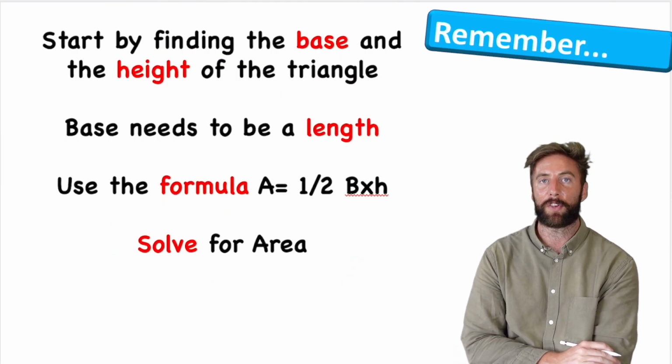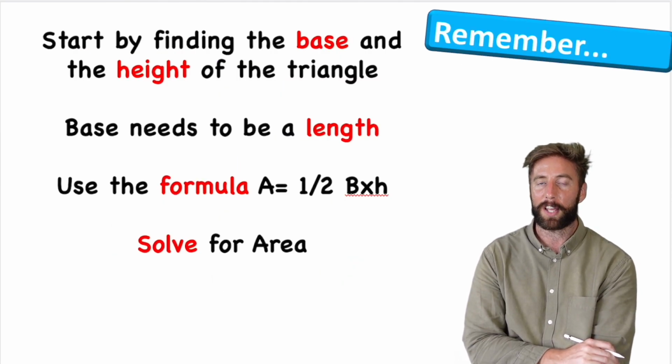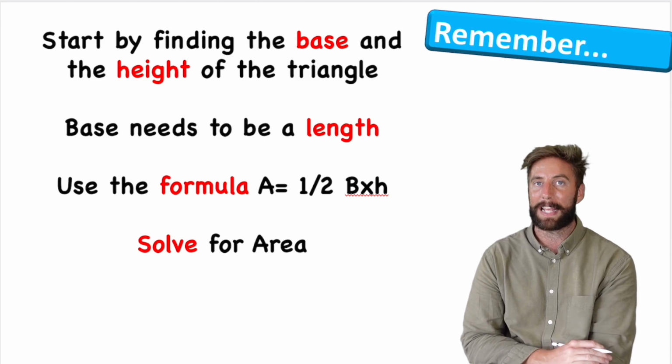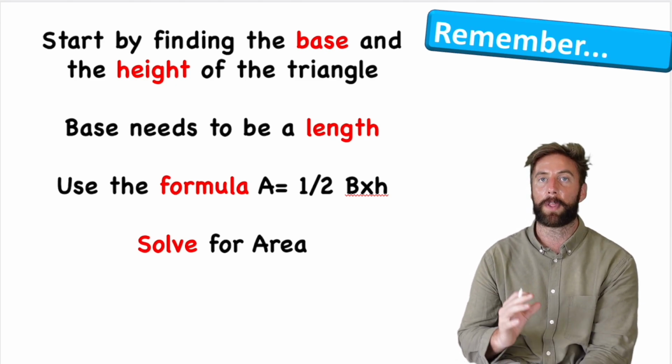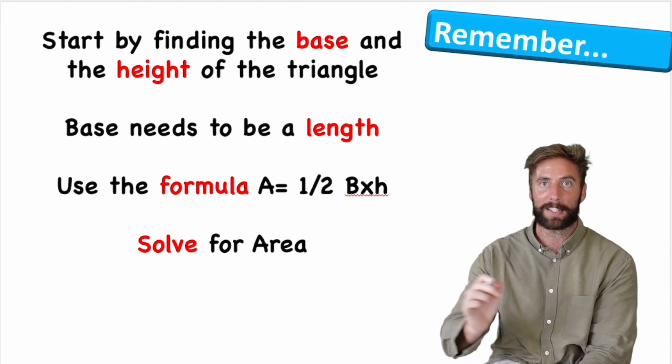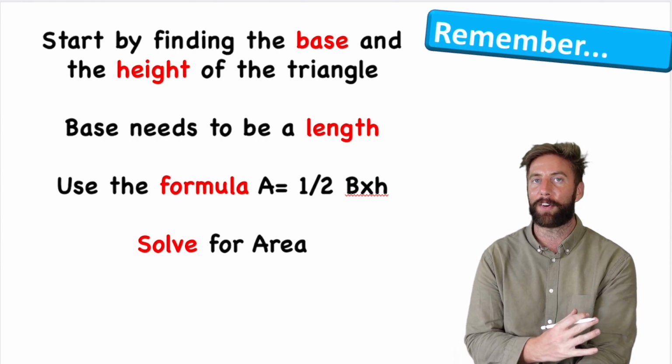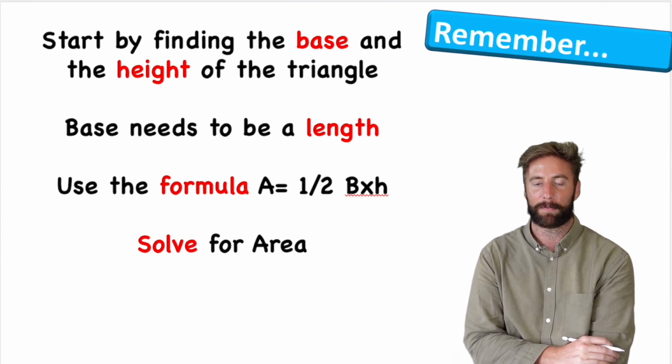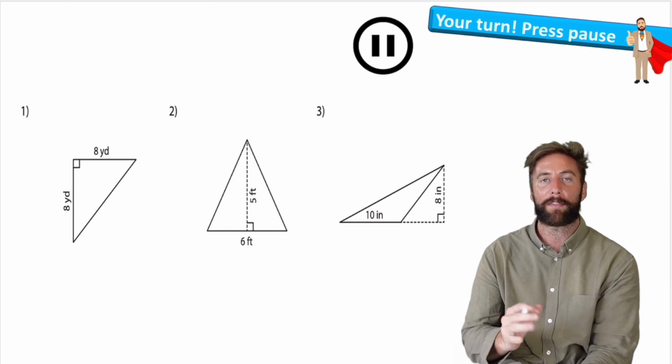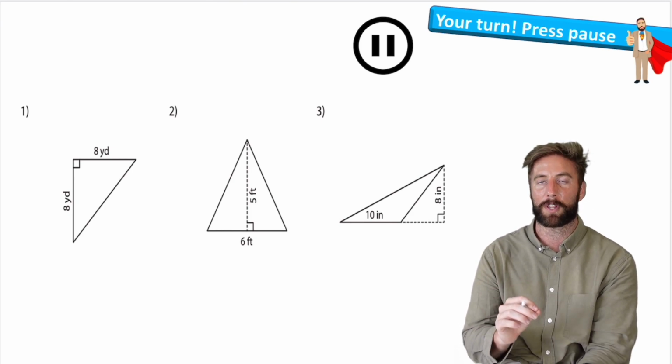There we go, that is everything you need to know about finding the area of triangles. First, start by finding the base and the height of the triangle. Remember that the base needs to be one of the lengths, and then simply use the formula area equals half base times height. Here are 3 questions for you to work on. Have a go at working on these on your own. Press pause on the video.